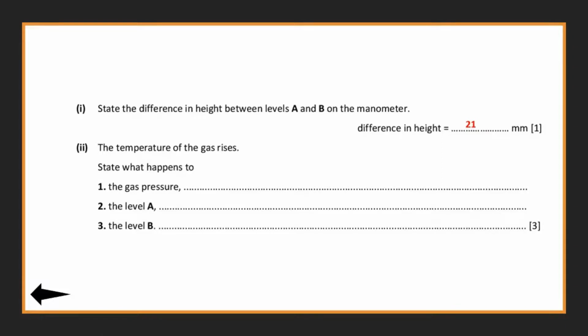7aii. The temperature of the gas rises. State what happens to number 1, the gas pressure. When the temperature of the gas rises, the gas pressure increases. That's the answer for number 1. The gas pressure increases. To answer question number 2 and 3, we have to go back to figure 7.1.